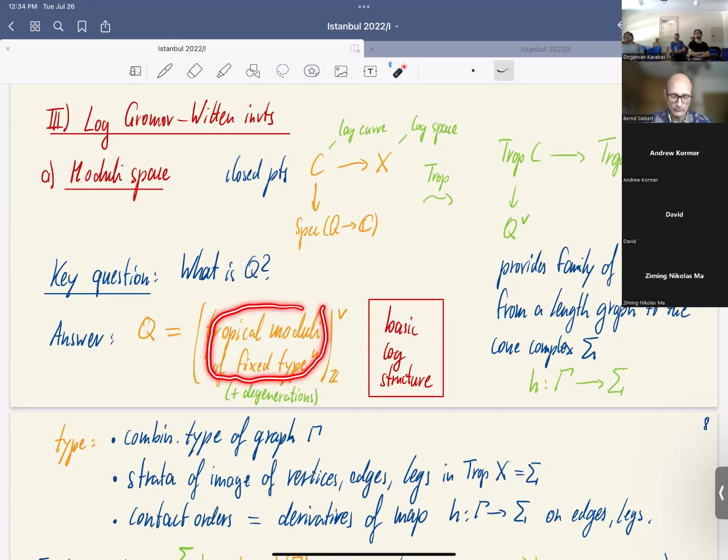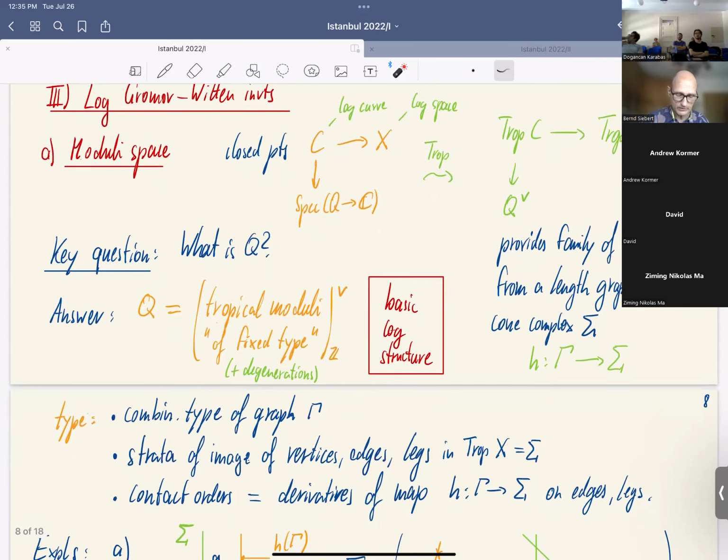So you take a tropical moduli space of maps of length graphs to this cone complex of a fixed type, and I'll say what a type is in a second. Essentially, you fix all the combinatorics, and that gives a cone. You take the integral points of this cone and dualize. This dualization, sorry, has a slightly different meaning here. This is a Hom to N, just noticing this now. And that's called the basic log structure. So I'm telling you that whenever you have a map from a length graph to this cone complex, you do get a finitely generated monoid, okay, by looking at tropical moduli.